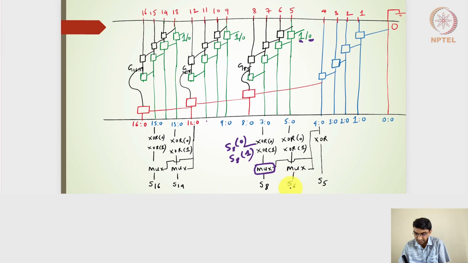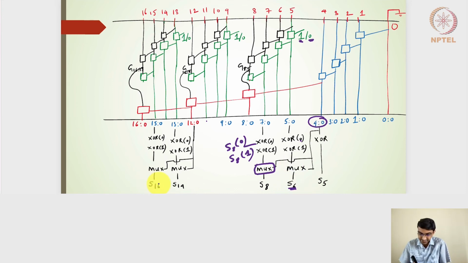Similarly, I should be able to get the S6 bit, where XOR with the 0 carry input and XOR with the 1 carry input create the sum of S6 considering 0, and S6 considering 1 as the carry input bit. That goes to the multiplexer. The select line of the multiplexer is this 4:0, which will generate S6.